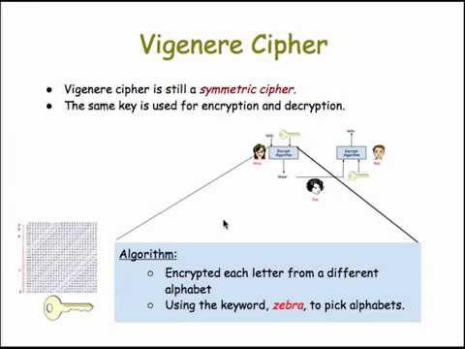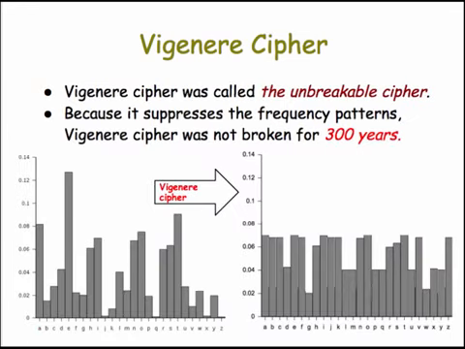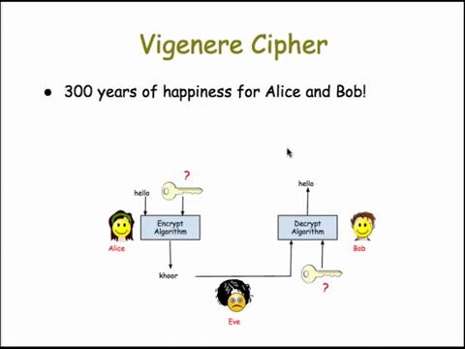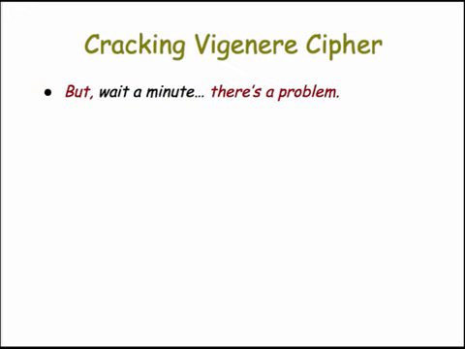So the key is actually both the table of shifted Caesar alphabets plus the keyword that's used to select which alphabets are being used. The Vigenere cipher was called the unbreakable cipher because it thwarted frequency analysis, and it was not broken for over 300 years. So it was quite a strong cipher historically. That was 300 years of happiness for Alice and Bob and sadness for Eve, who could not break messages encrypted with Vigenere cipher. But wait, there's a problem still.